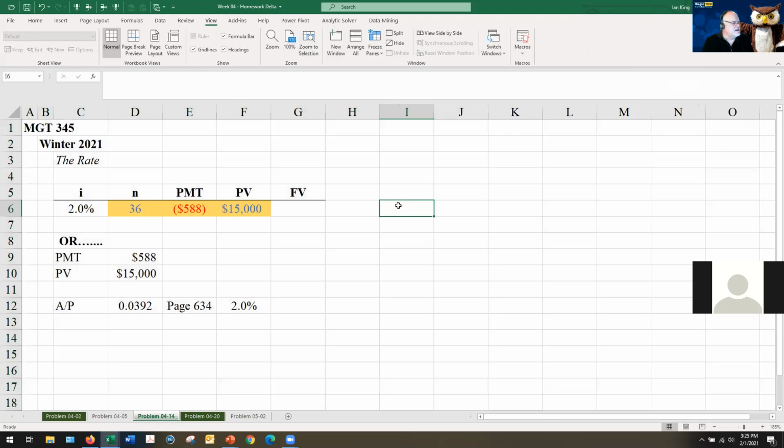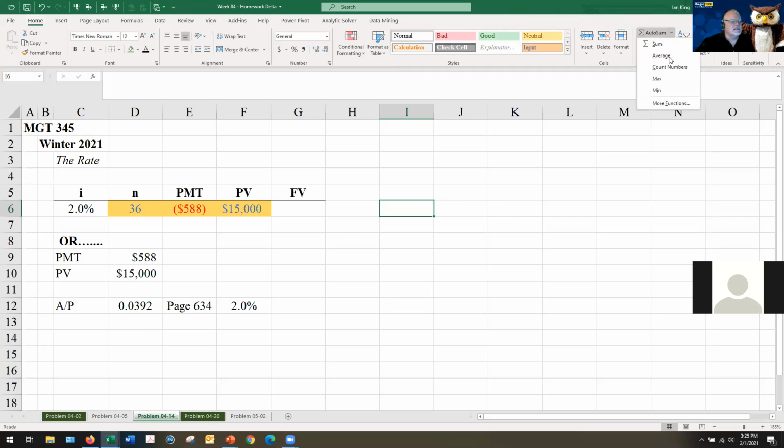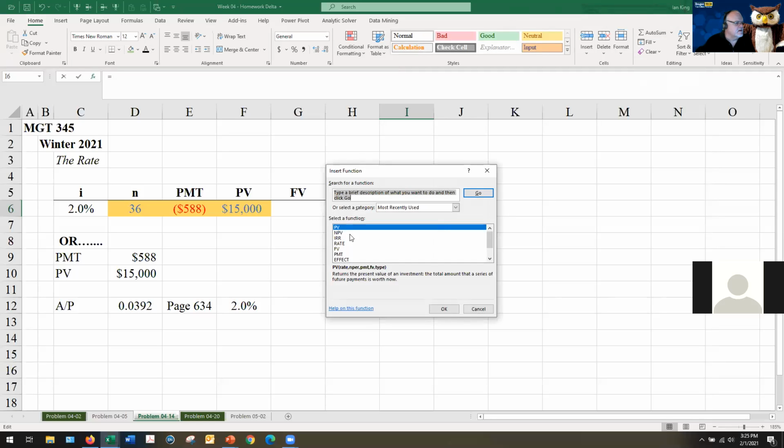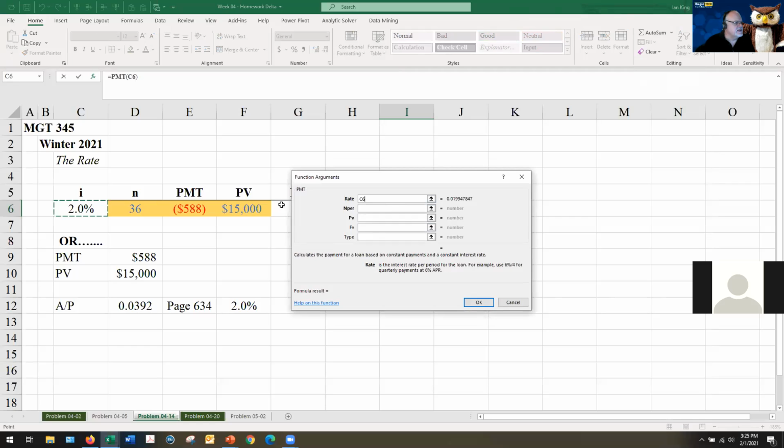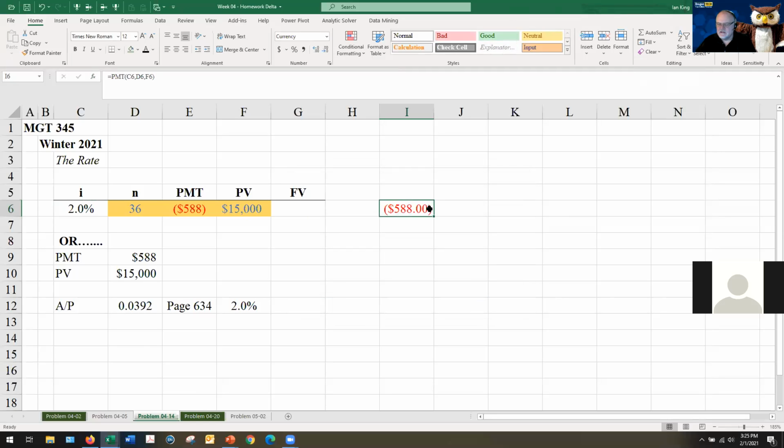So let's say we knew it was 2%, and we just said, how much a month should I have to pay? Let's go by formulas. Where is my payment function? Payment function. So my rate is 2%. Number of periods is 36. Present value is 15. Hit OK. And that gives me $588 a month.